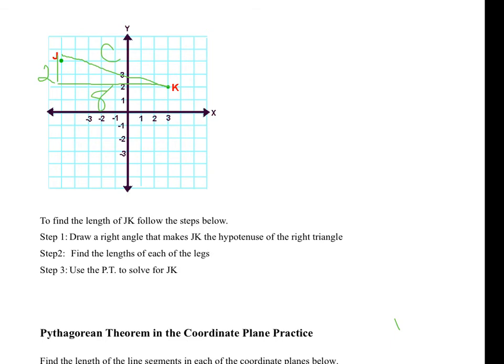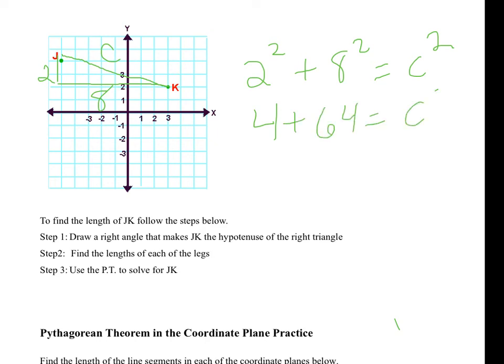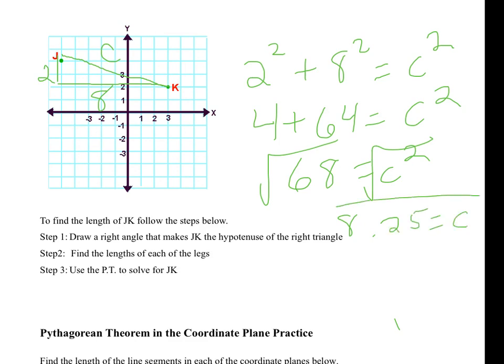So here, if we take 2 squared plus 8 squared, that's going to equal C squared. 2 squared is 4, 8 squared is 64, equals C squared. Now I have to add those two together. I'm going to get 68 equals C squared. I have to take the square root of both sides, and the square root of 68 is going to give me 8.25. So that will be the length of JK.